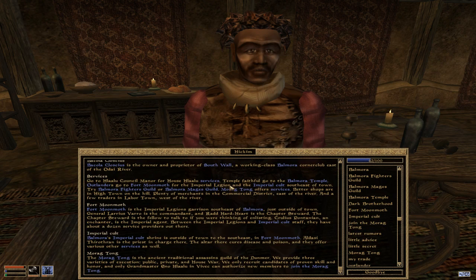The Morag Tong is the ancient traditional assassin's guild of the Dunmer. We provide three varieties of execution: public, private, and house war. We only recruit candidates of proven skill and honor, and only Grandmaster Eno Hlaalu in Vivec can authorize new members to join the Morag Tong.